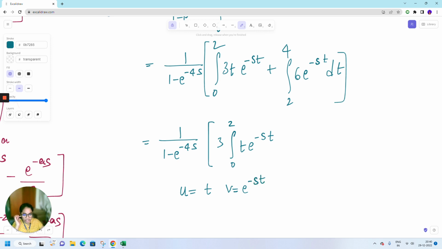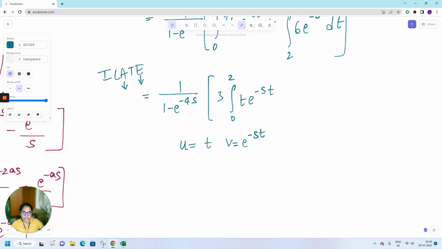How do you recognize this? Use ILATE. T comes under algebraic, e comes under exponential. So first algebraic comes in the order. So I took u as t.